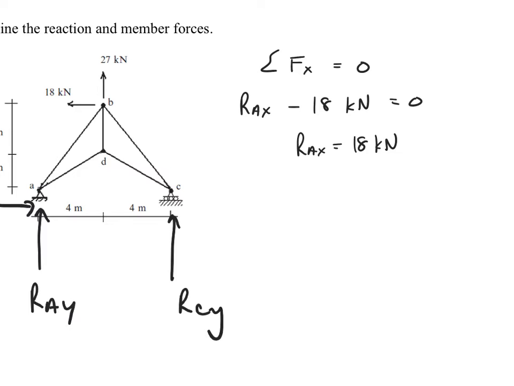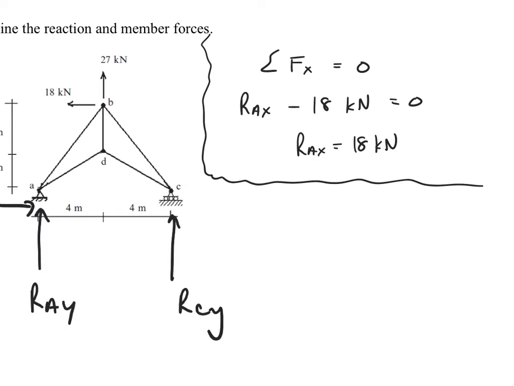But the assumption is made that the net force has to be 0. So you're always going to set it equal to 0 to start. Equilibrium always. Now, that's the first part. I've got my RAX. Now, if I look at the y direction, the problem right now in the y direction is that RAY and RCY are both unknown.